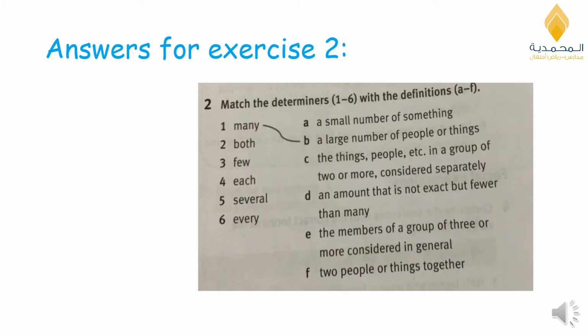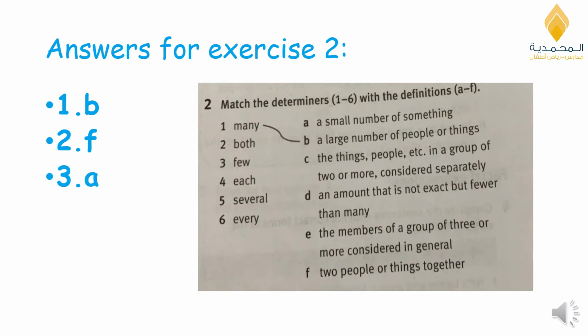Now guys, let's match these quantifiers with their definitions. Number 1, many. We use it to talk about a large number of people or things. Number 2, both, with F, when we are going to talk about 2 people or things together. 3, few. We use it with A when we're going to talk about a small number of something.